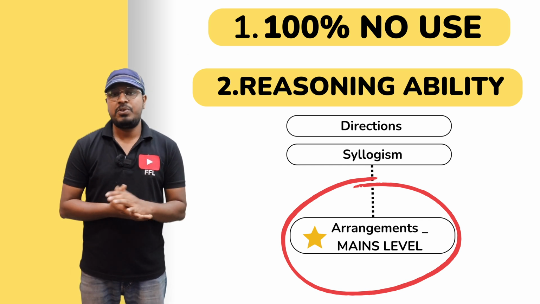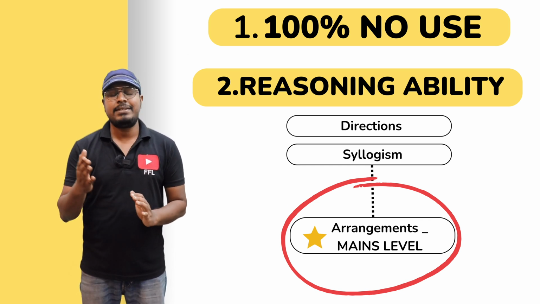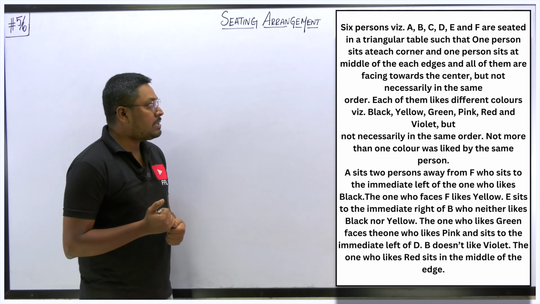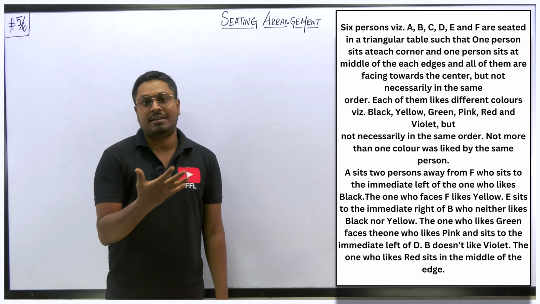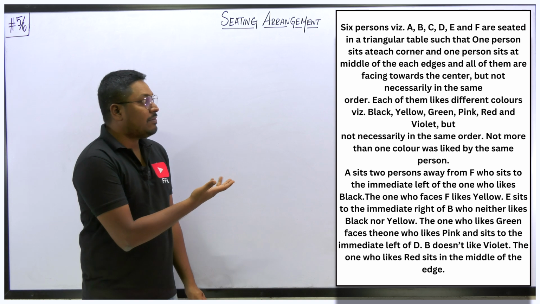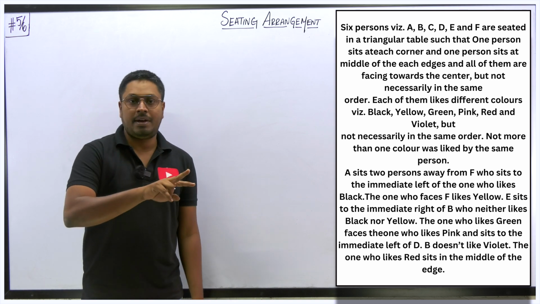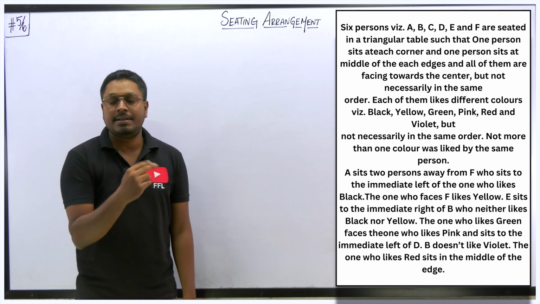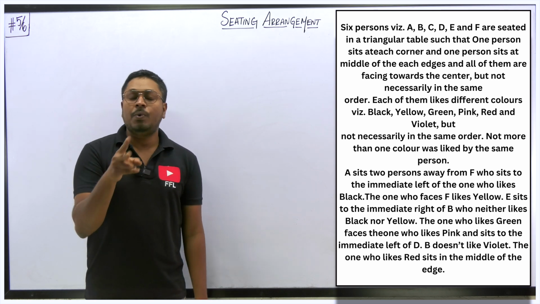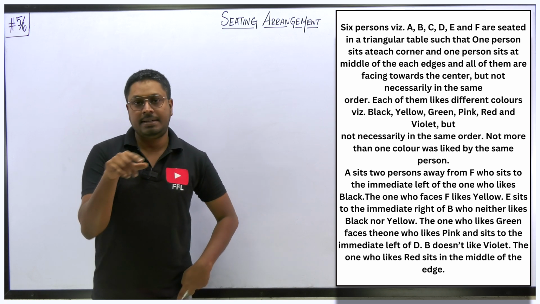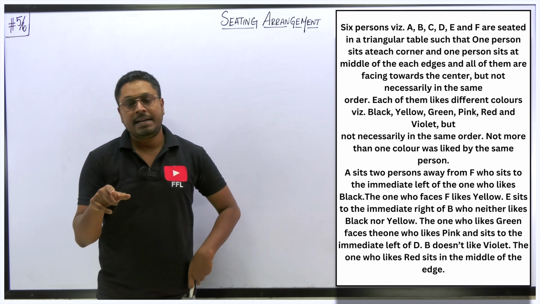So now let me move on to the seating arrangement for mains level exams. So friends, now let me move on to set number 5 and set number 6, seating arrangement mains level. In this test I have given two sets, set number 5 and set number 6, in a single test itself. Why? I hope you have written the test. Because these two arrangements are based on a triangle type seating arrangement.